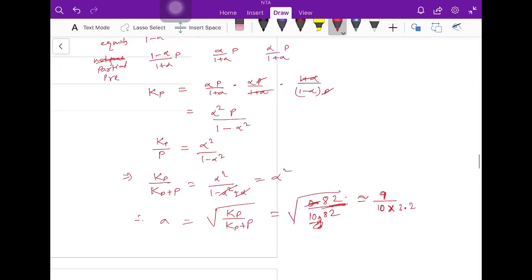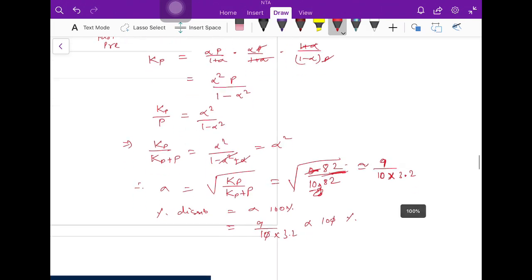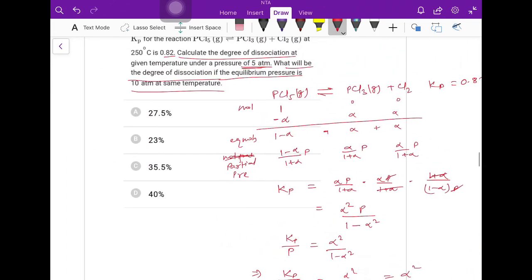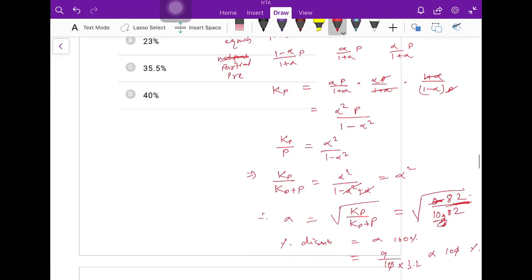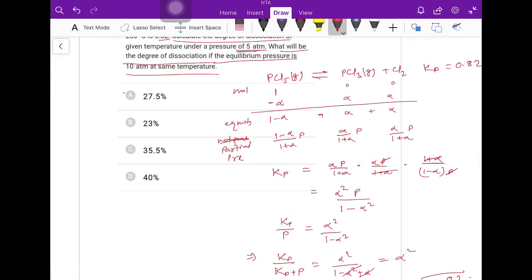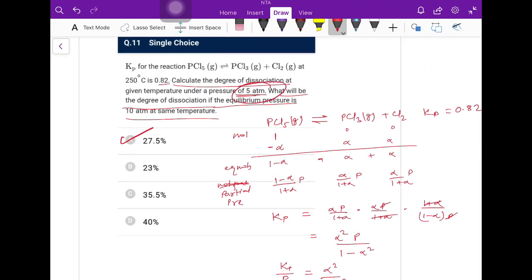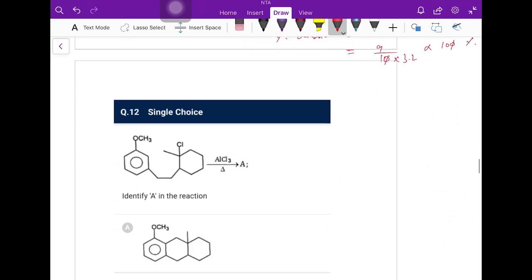If we calculate percentage dissociation, percentage dissociation is alpha into 100%. This is equal to 9 by 10 into 3.2 into 100%. This gets cancelled out, and this is less than 30%. Less than 30% means very near to 30%, but less than 30%. So 27.5% seems to be the answer. The option is not clear actually, so it might go bonus, I do not know.